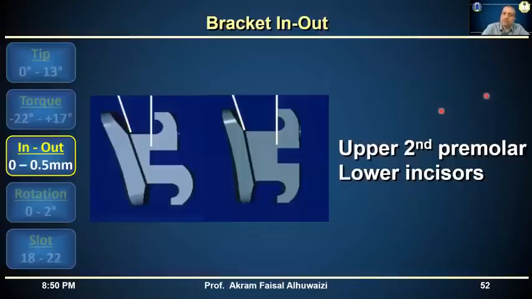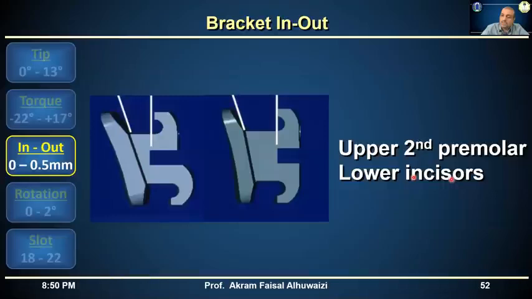The last three components, I'll go over them very quickly, which is the bracket in-out. The in-out width of the brackets generally are, for most of the brackets, the same. Just the upper second premolars in the MBT system are 0.5 millimeter wider. And for the lower incisors, they're generally 0.5 millimeter wider.